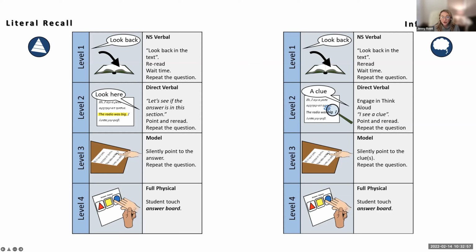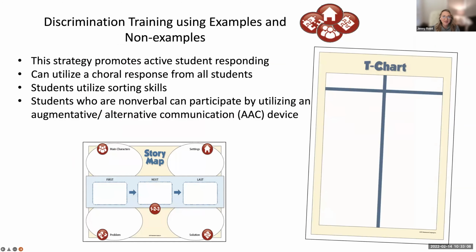So again, here are the two visual supports for us as instructors to go through the prompting hierarchies for literal recall and inferential questions. Now, sometimes we're going to need to provide discrimination training to students using examples and non-examples. This can help them to learn the vocabulary or language related to the objective, understanding parts of the story, understanding vocabulary they may need for filling out a story map. And so this strategy promotes active student responding.